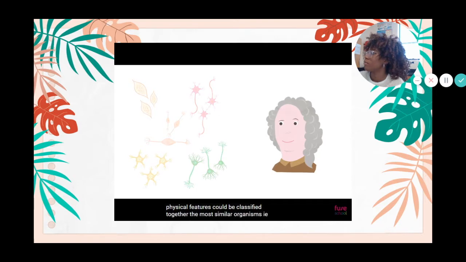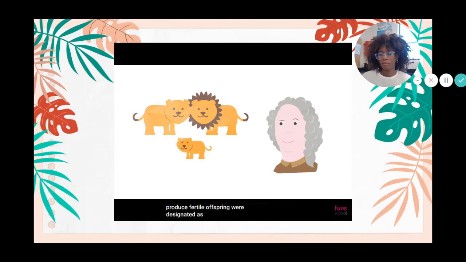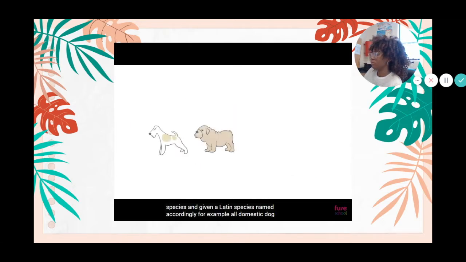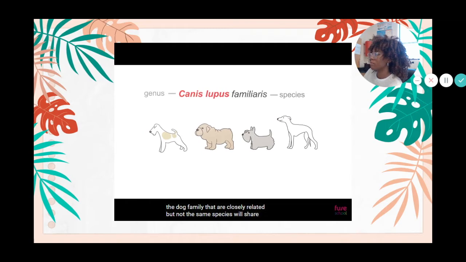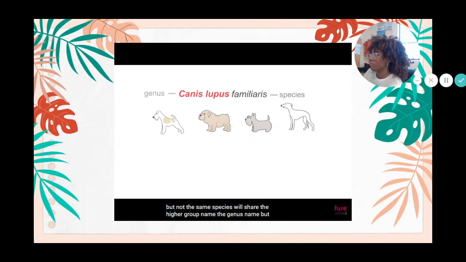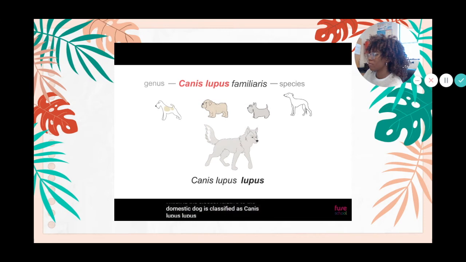The most similar organisms, i.e. those that could breed together and produce fertile offspring, were designated as belonging to the same species and given a Latin species name accordingly. For example, all domestic dog breeds belong to the same species called Canis lupus familiaris. Other members of the dog family that are closely related, but not the same species, will share the higher group name, the genus name, but have a different species name. For example, the grey wolf, which is the closest relative to the domestic dog, is classified as Canis lupus lupus.